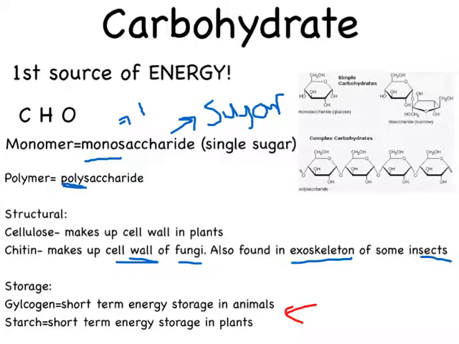Now plants have the same kind of storage idea, except they form a starch instead of glycogen. And so you may have heard of potatoes. Potatoes are actually the starch used by the potato plant to have short-term energy storage.